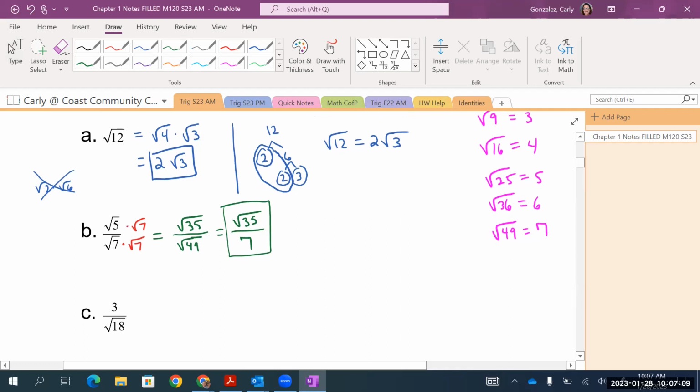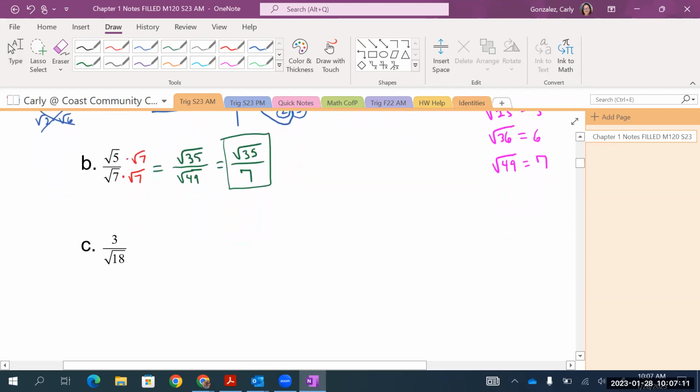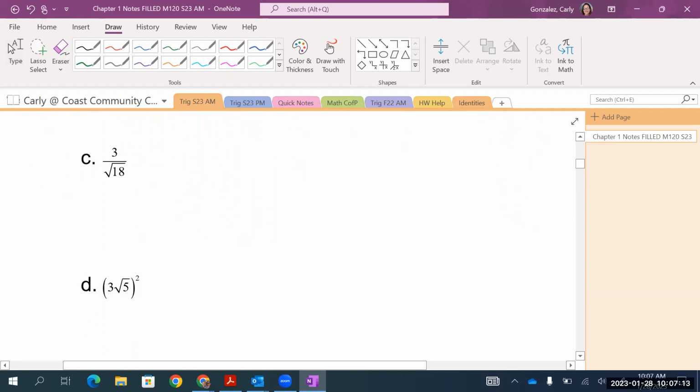And here, C. 3 divided by the square root of 18. Now we have lots of choices as far as the order goes, but I will go ahead and simplify the square root of 18 first.